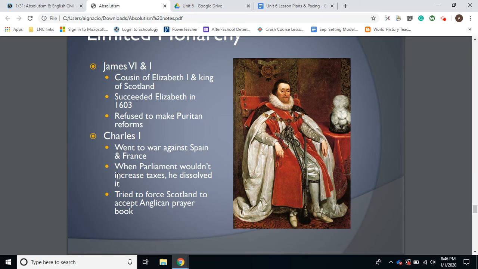So when Parliament eventually starts to tell Charles that he cannot continue to go to war, they try to limit his ability to raise taxes, right? The more you raise taxes on the public, the more disgruntled the people become. So when Parliament refuses to increase taxes to meet the necessary financial needs for war, he just dissolves Parliament, which basically means he gets rid of it. For a limited monarchy, this isn't really possible.